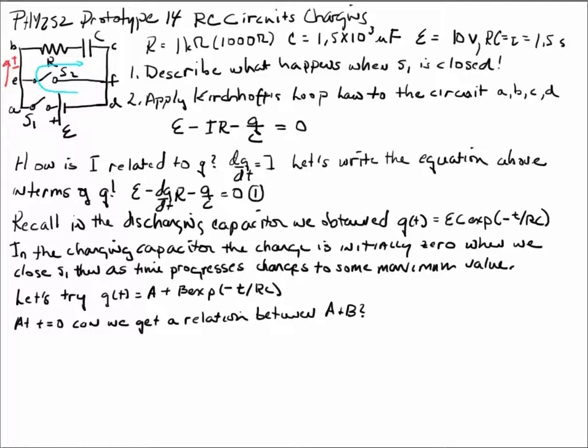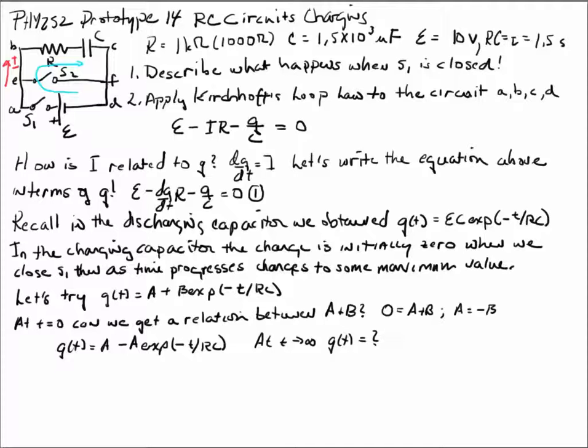At t equals 0, using equation 1, can we get a relation between A and B? Go ahead and try to obtain that relation. Pause the video. Yes, we find out that A has to equal minus B. And so we get for Q of t, A minus A exp to the minus t over RC.